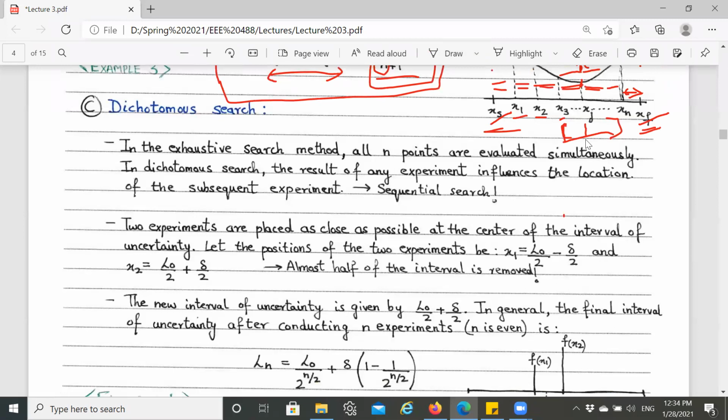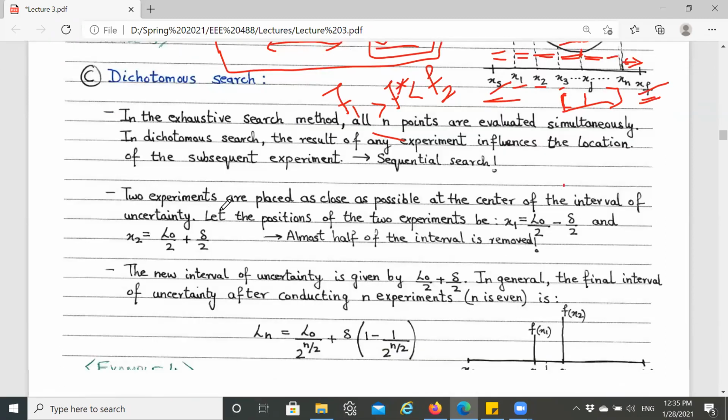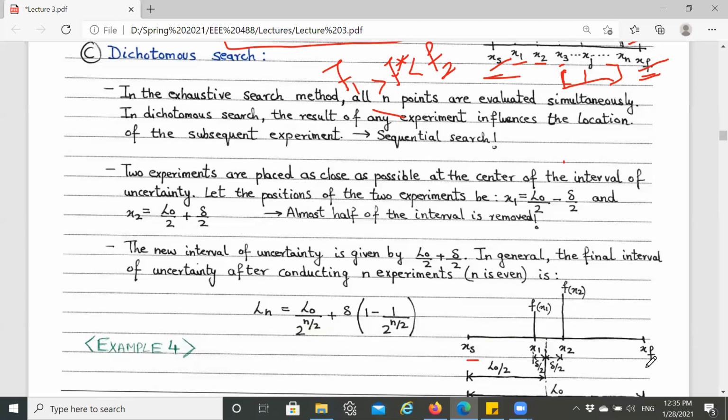No? Okay. Compared to the exhaustive search that we just saw, in exhaustive search, if I give you endpoints, you had to evaluate the function at all these points, in order to check whether f of x star lies between f of x2 and f of x1. This was the condition that we wanted to check. So we had to evaluate the function at all these n points. But in dichotomous search, you try to divide this interval between xs and xf into almost half in each step.